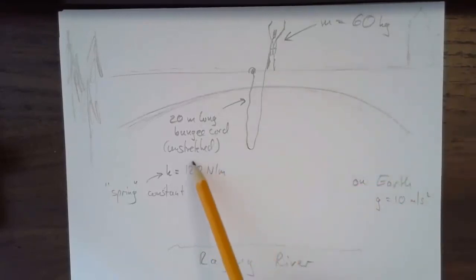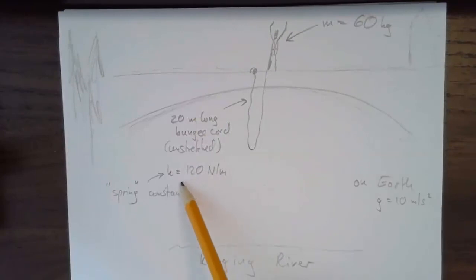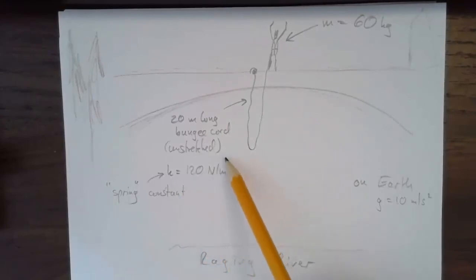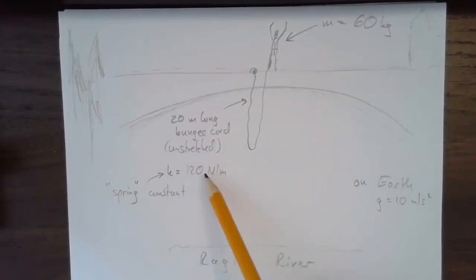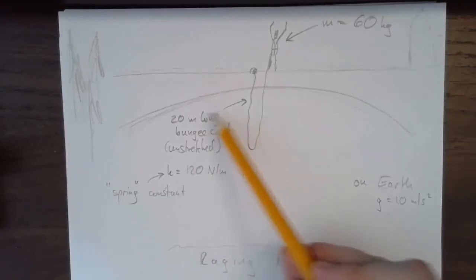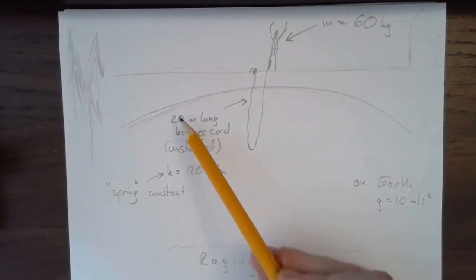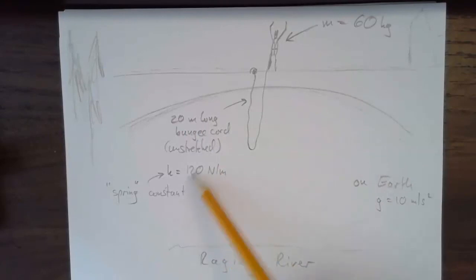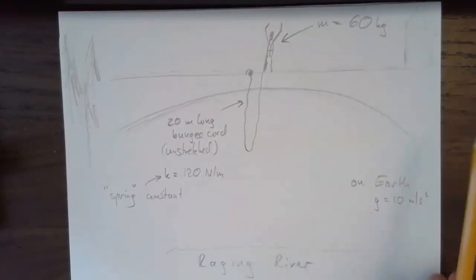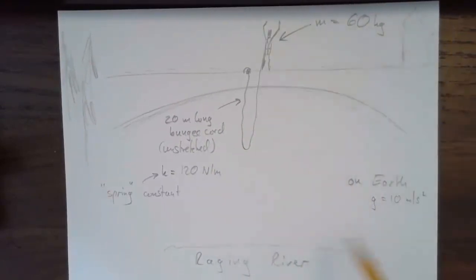Now imagine this bungee cord, 20 meters long. Well, when it does start stretching, it has an effective spring constant of 120 newtons per meter. So for every meter that it stretches beyond 20 meters of length, it's going to exert a force of 120 newtons per meter. Right? So when it's 21 meters long, it's 120. When it's 22 meters long, it's 240, and so on. You're 60 kilograms. Let yourself drop.